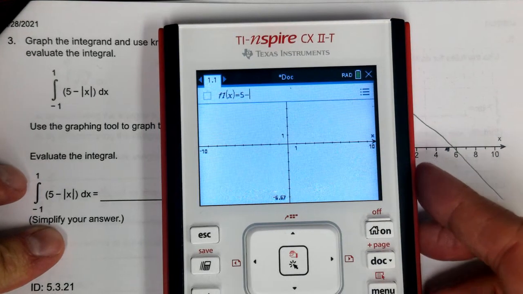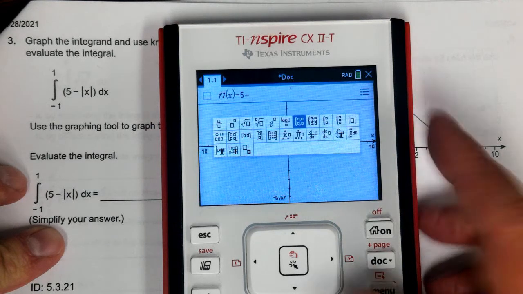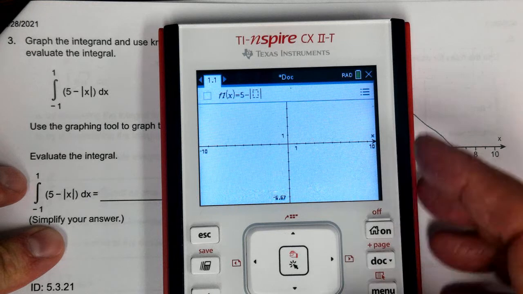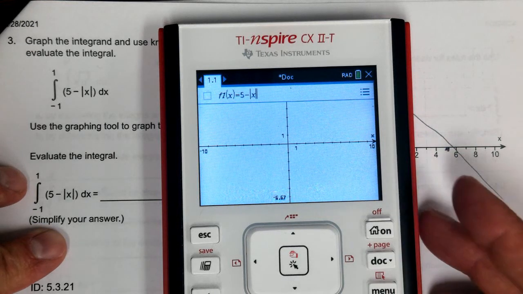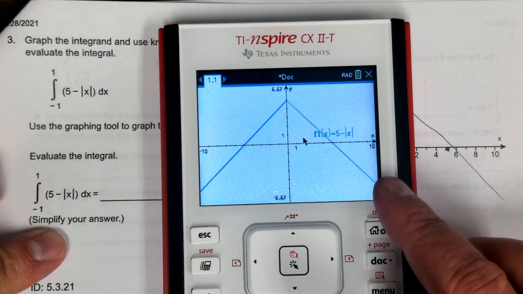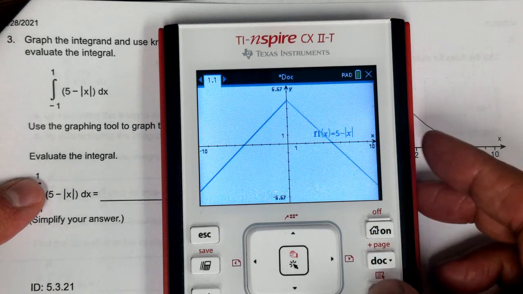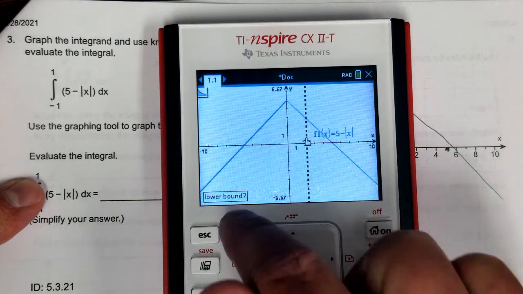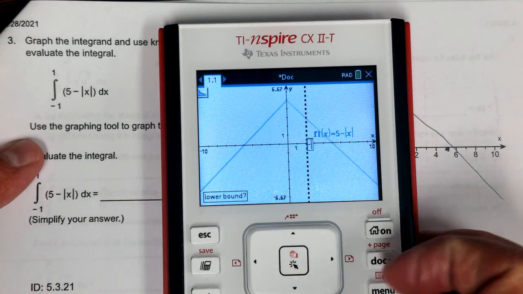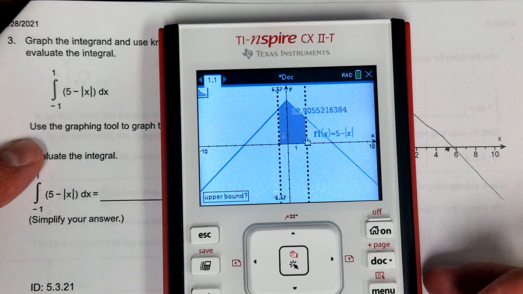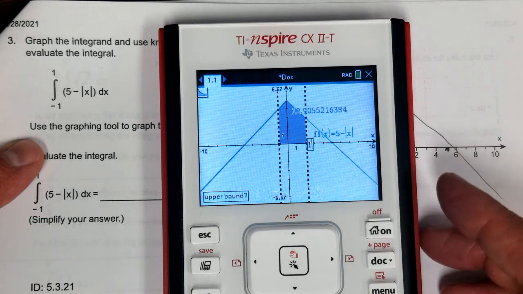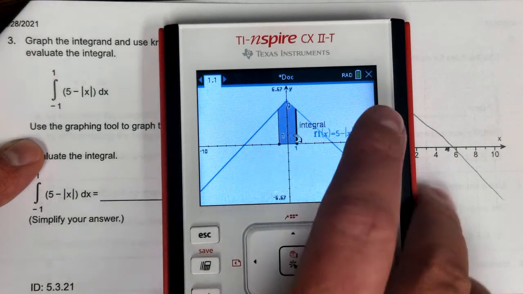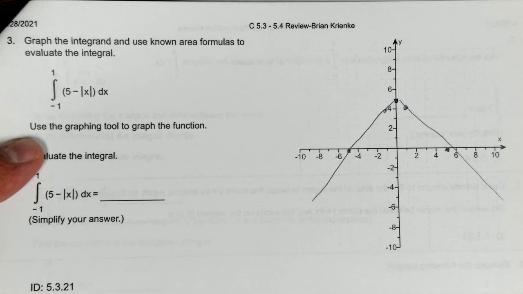5 minus, use the button to the right of the 9, and over here is the absolute value, x. So what we're going to do is the integral, so we do menu, analyze, integral is number 6. On your lower bound, put negative 1, enter. And on your upper, push 1, enter. And then it tells me the answer right there, it's 9. So that's from the calculator.